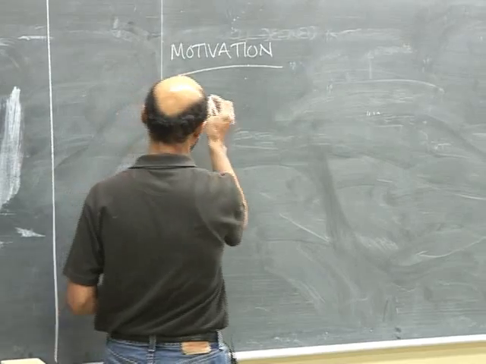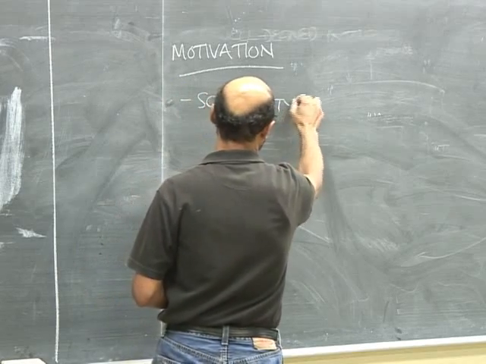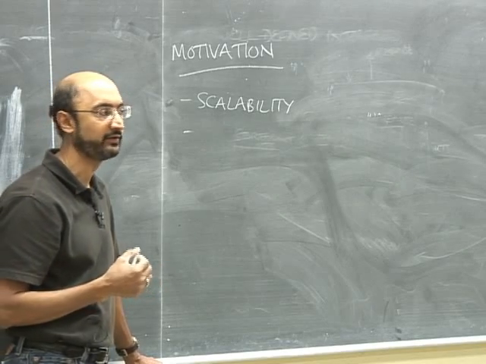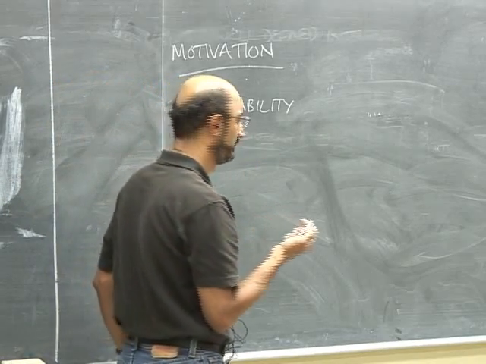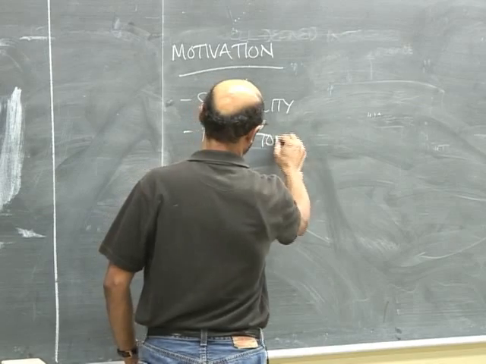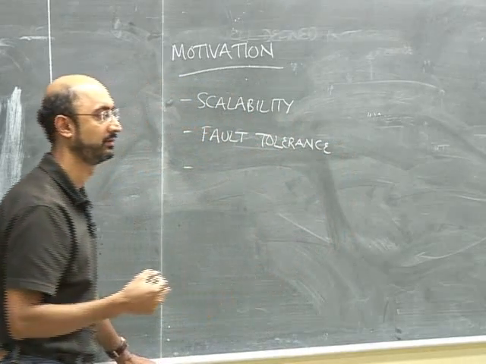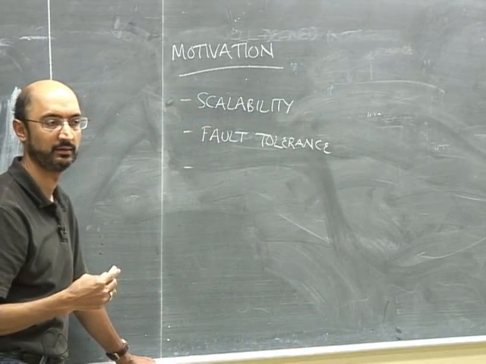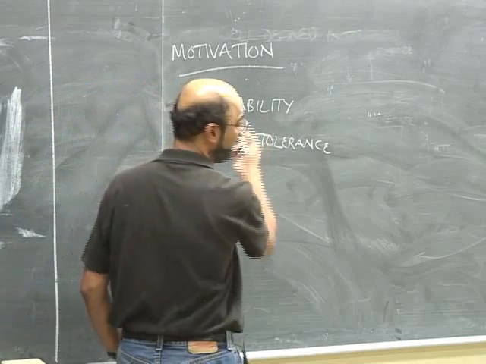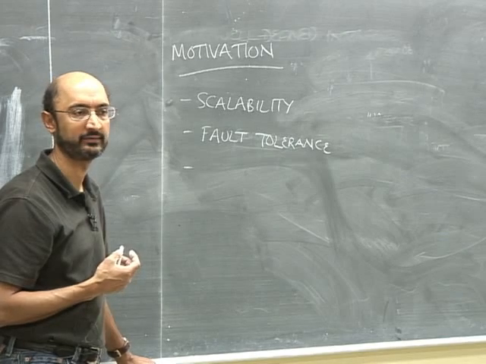Yes? Centralized system can't scale. So we want scalability, okay? What else? Centralized system has one point of failure. Right, so you want basically fault tolerance. What else? Load balancing. So that's scalability, right? We get scalability through load balancing. Okay. Anybody else?